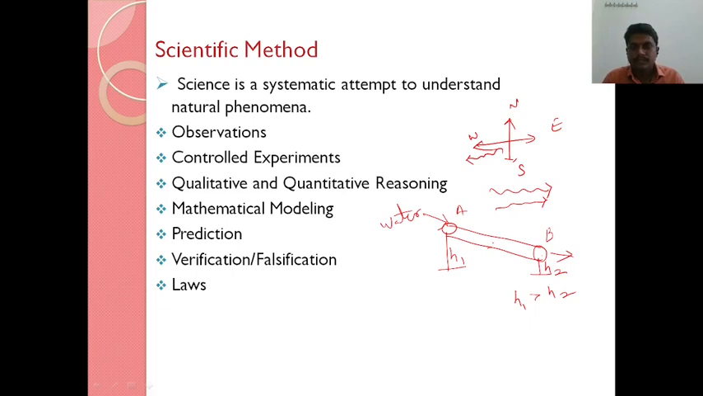Next step is analysis. First we do observation, observing the flow of water in different rivers, and we do experiments in the laboratory. Next we analyze, using qualitative and quantitative reasoning, the process of analysis.